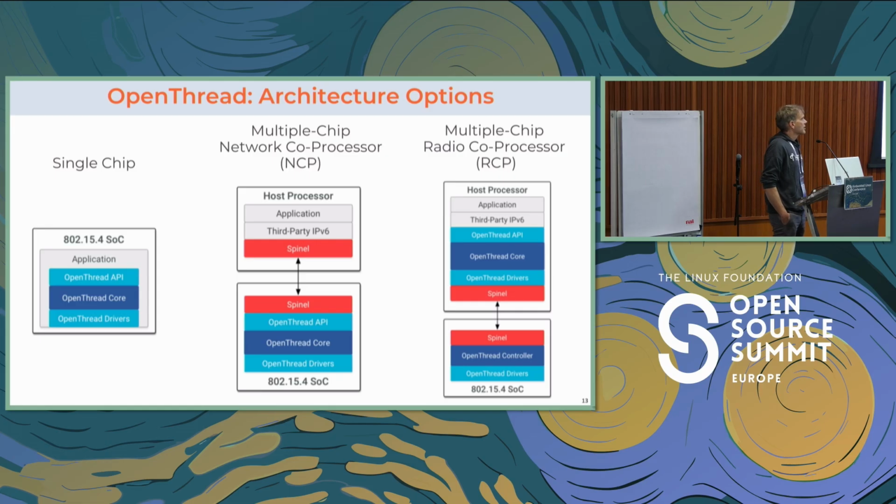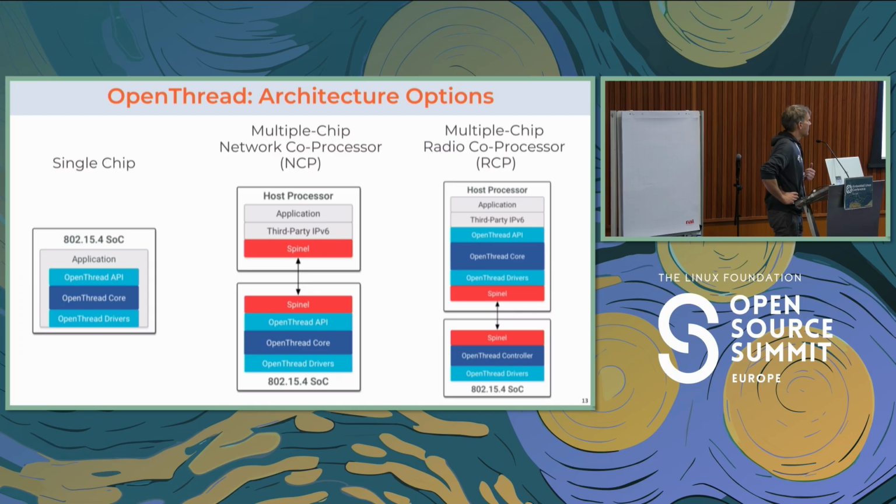So at the left, one simple way to build it is to do everything in one code base running on one processor. That's the single SoC option. But it's also possible to make splits. If you have a two processor setup, you can split OpenThread in various ways.